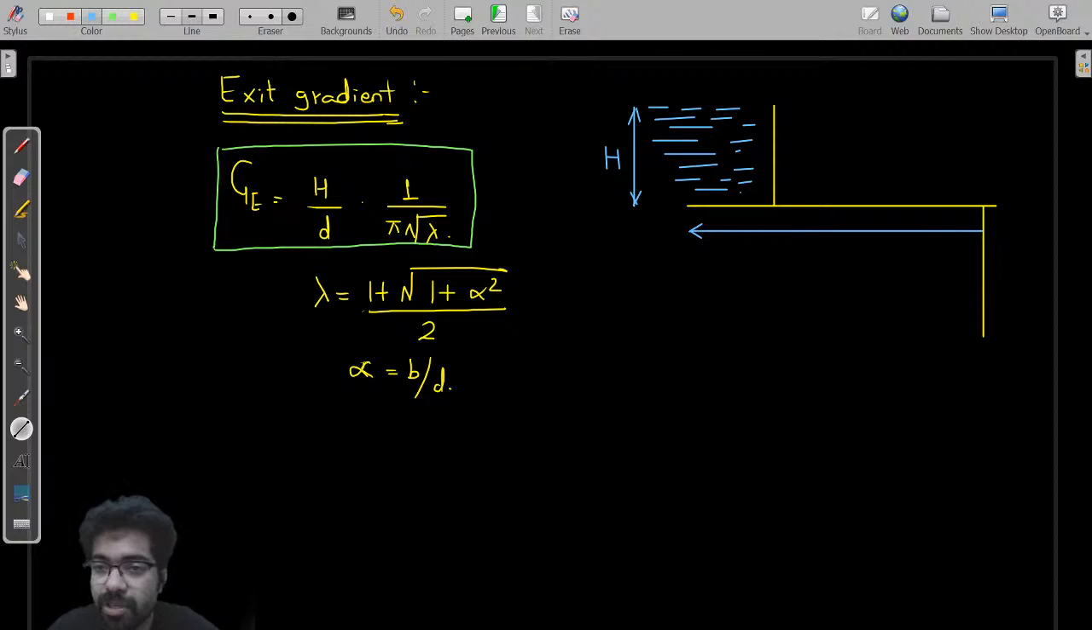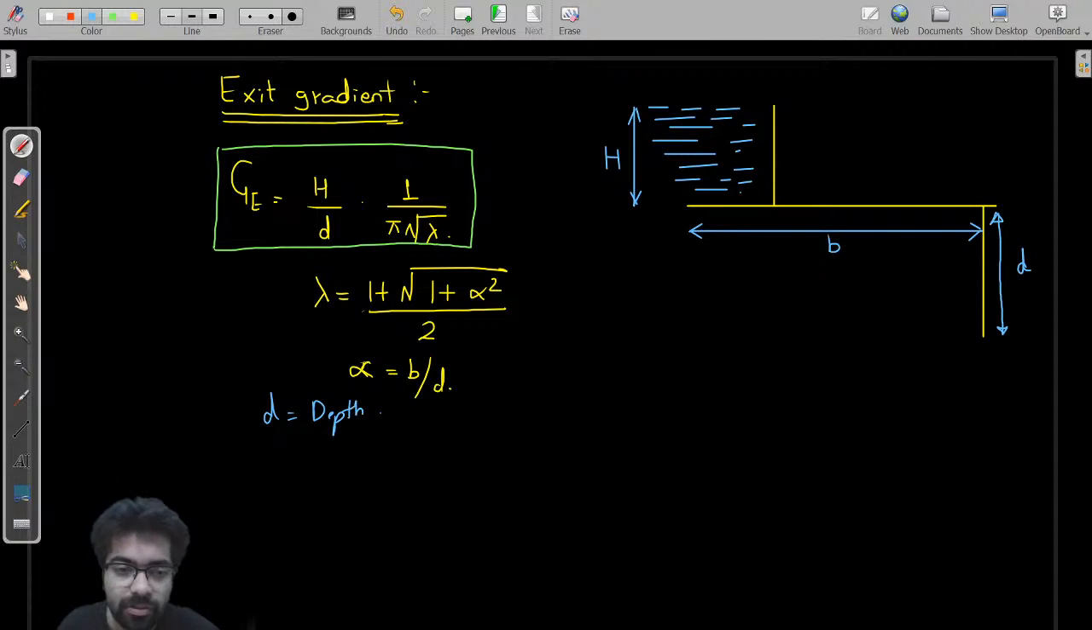This is your B. What is B? B is nothing, my dear sir, but the length of the floor. And this is your D. D is the depth of the downstream pile. Listen very carefully. Let me write, otherwise you will forget. D is the depth of the downstream pile. B is nothing but the length of the impervious floor.